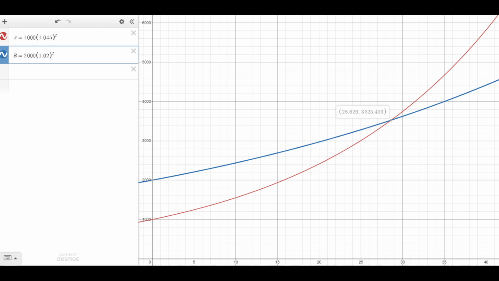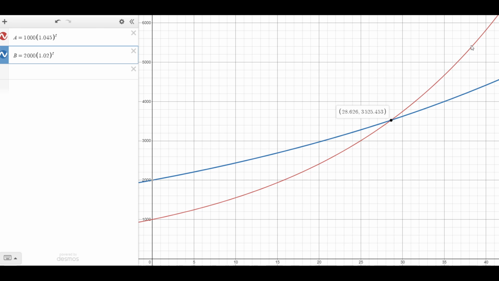Anyway, the point is, at some point, it becomes not worth it. So Bob started with more money, but he earns less money. So he's ahead for the first 5, 10, 15, 20, 25 years. But at year 28 and a half, they cross over. So if the investment's going to be for longer than 28.6 years, it makes sense to go with Amy's. Amy ends up with more money.